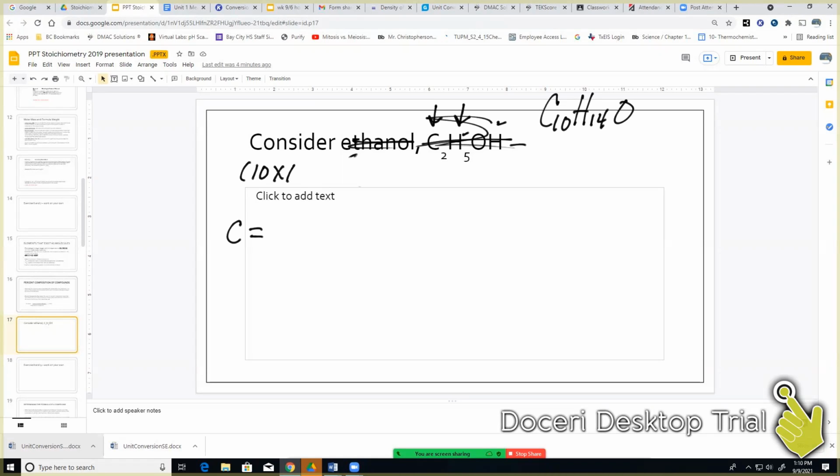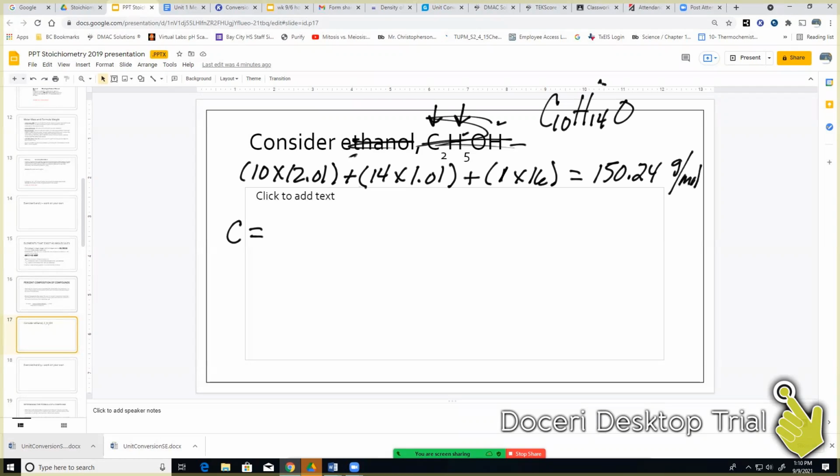For my carbon, I have 10 times 12.01. All right, then for my hydrogen, I have 14 of those times 1.01. And then for my oxygen, I have just one of them times 16. We all feel good about that. 150.24 grams per mole. At some point in time, I must have done this correctly because my answers do match.